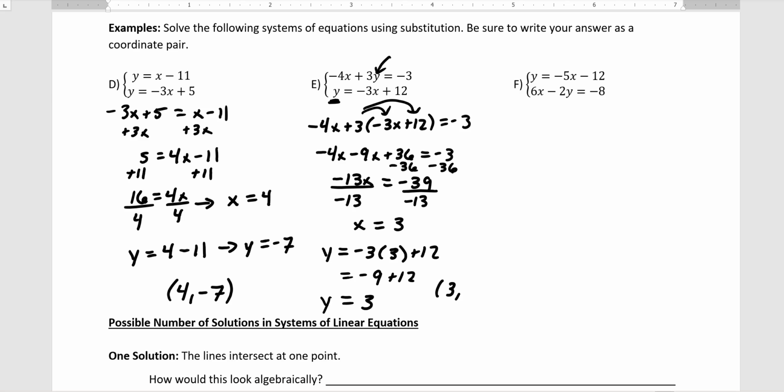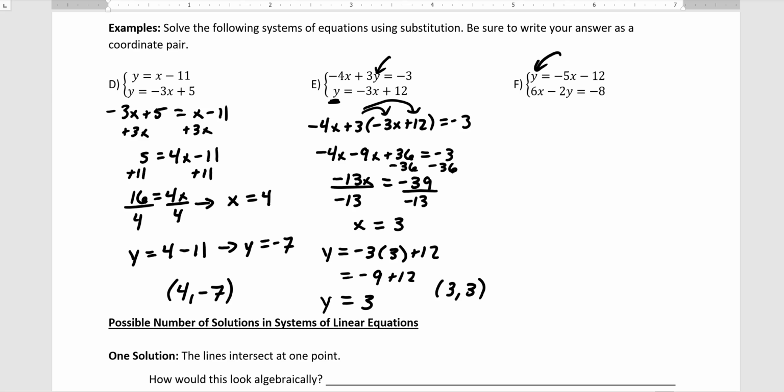So my solution would be the point (3, 3). That's where those lines would cross if we graphed them. Those are values for x and y that make both equations true. All right, one more. Letter F, y equals negative 5x minus 12, 6x minus 2y equals negative 8.